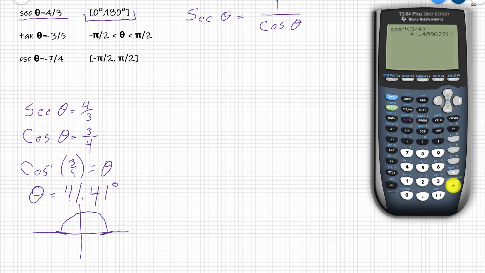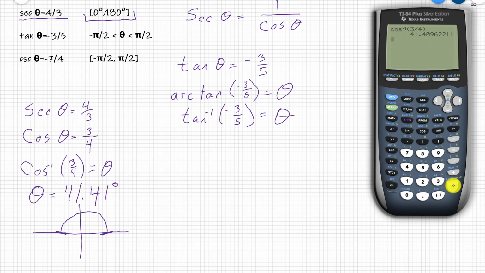Let's look at the next one. Tangent of theta equals -3/5. If tangent of theta equals -3/5, then the relationship we're looking at would be that arctan of -3/5 would be our theta. Now again, arctan is the exact same thing as inverse tangent. I just like to flip back and forth to make sure you're comfortable with both forms, because you'll see them both ways in future calculus books and so forth.